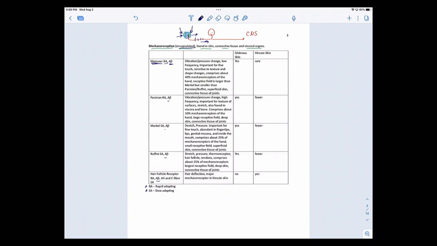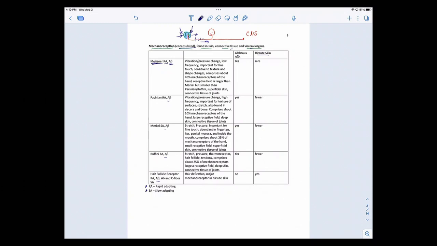I said you can find them in connective tissue, you can find them in visceral organs. As far as skin, we can basically categorize skin into 2 types. You have your hirsute skin, which means hairy skin, and then you have glabrous skin. Glabrous skin is skin without hair. So where do you have skin without hair? Well, the anterior surfaces of your hands, there's no hair, so that type of skin is called glabrous skin. The other area of your body that has glabrous skin is the soles of your feet. Those are hairless skin.